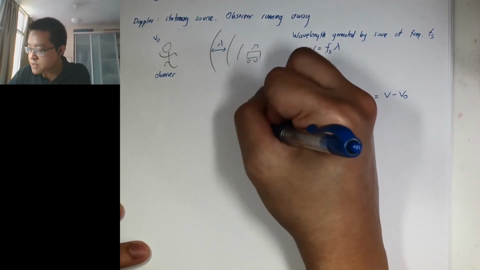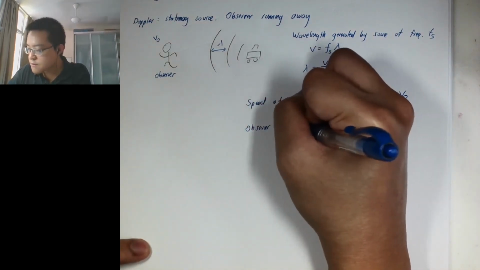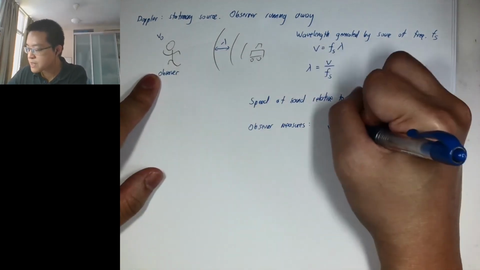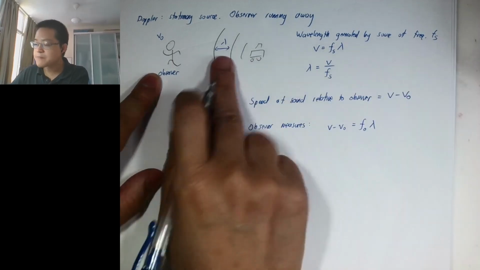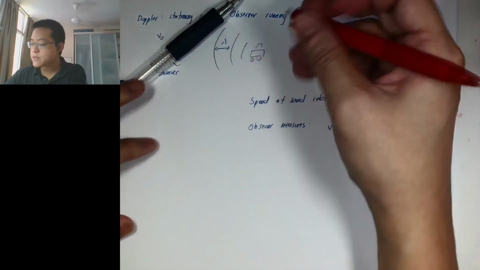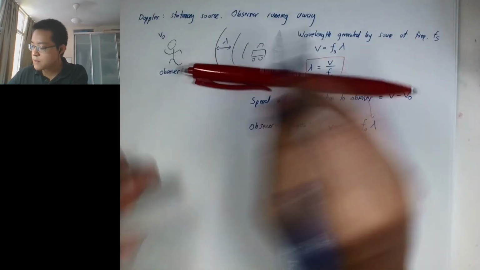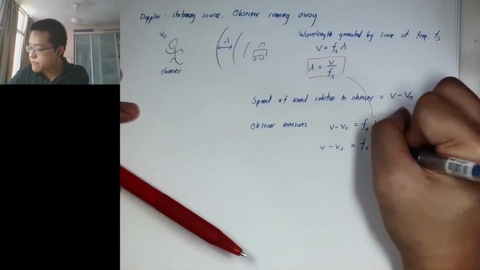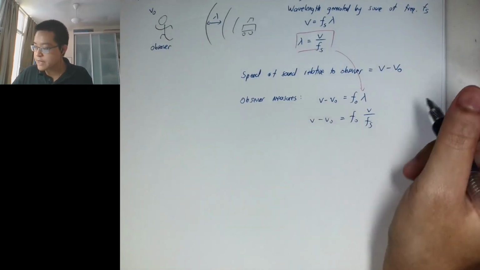So what does the observer measure? According to the observer, the speed of sound is V minus V0. The frequency that you observe is this. Lambda is just lambda. So what we can do is substitute this. We have the formula for lambda already, and we put it in here. So we get V minus V0 is f observed times V over the source frequency.